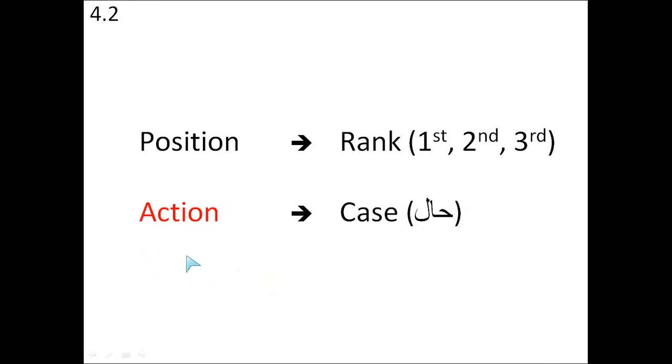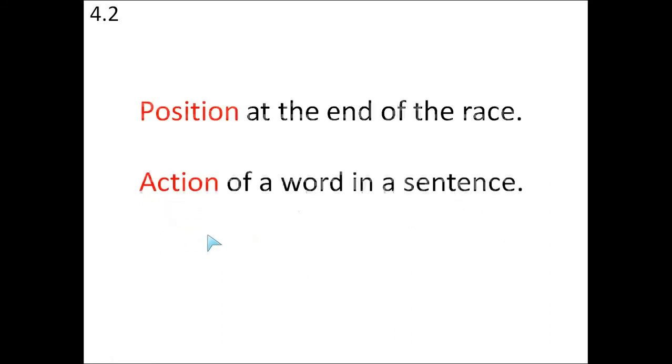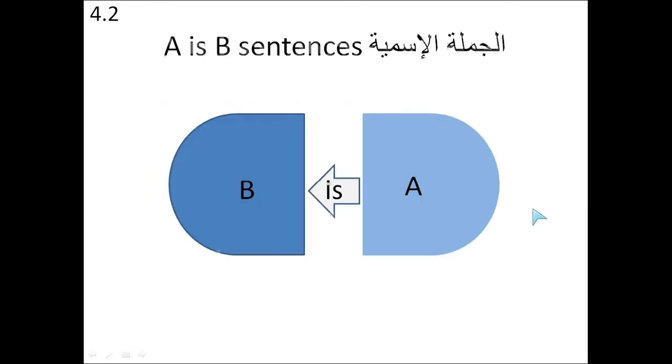What is the action of a noun in a sentence? Arab grammarians like to talk about something called an amil and ma'mul, something which acts upon that word and the word which is acted upon. That's slightly complicated, so what I've done is I've just simplified it into action. So, to summarize, in our geometric shapes we had the position at the end of the race which determined the rank, but with nouns we ask ourselves, what is the action of a word, that noun, in a sentence? What is it doing? So, what are the possible actions?